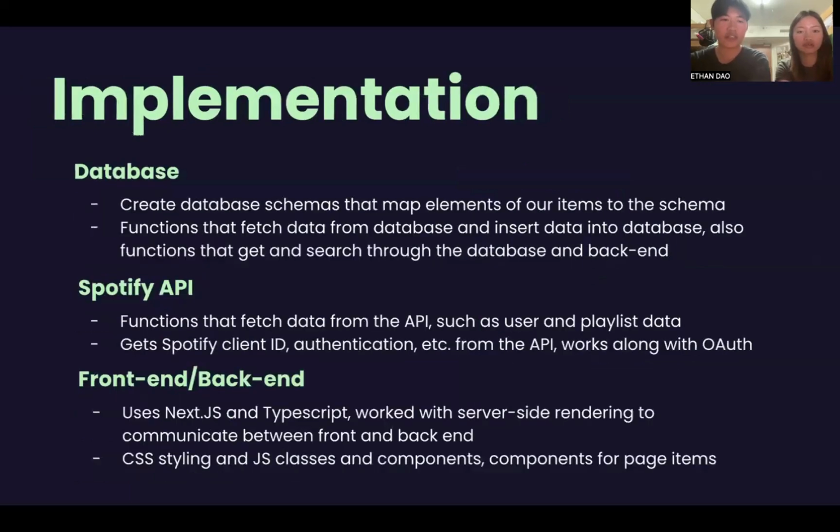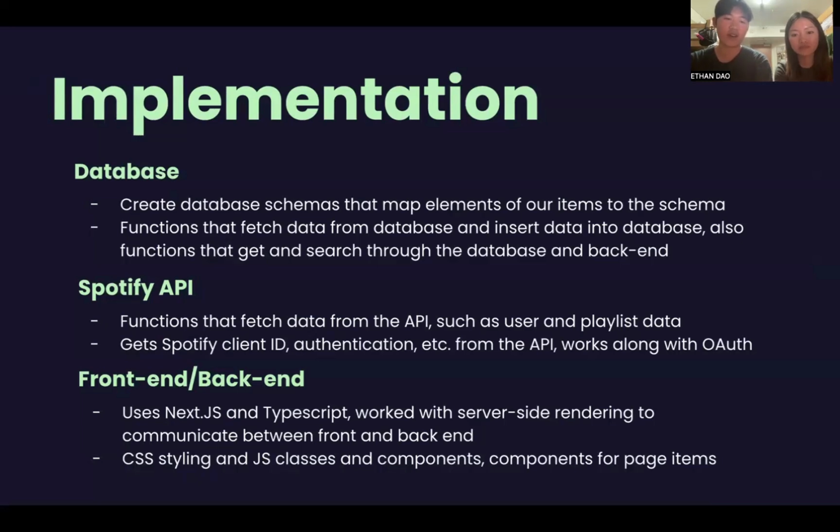So for the implementation of our app, we used a lot of different things, but I'm just going to be breaking it down into different components. So the first one is the database. So we created database schemas that mapped elements of our items to a schema. And again, the schema kind of just depended on what we were trying to fetch. And then we also had functions that fetch data from the database and also inserted it into our database, and functions that got and searched through the database in the backend.